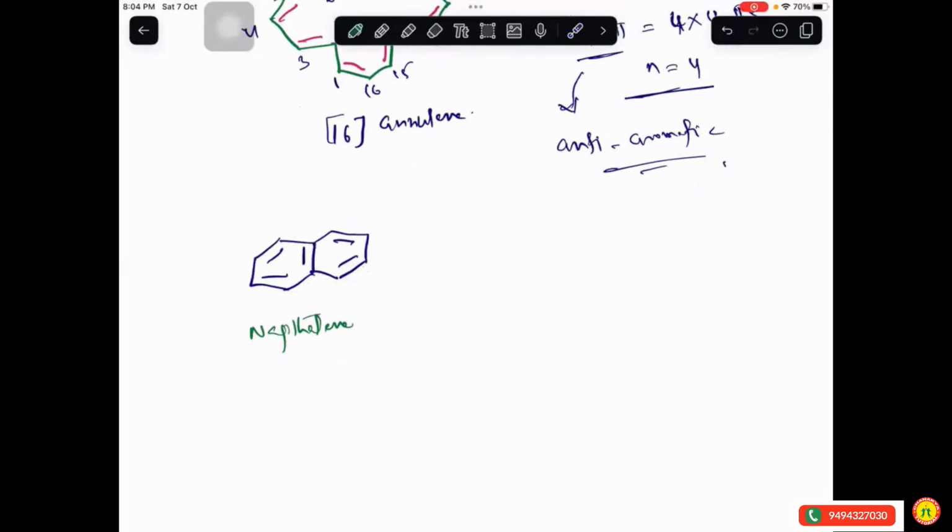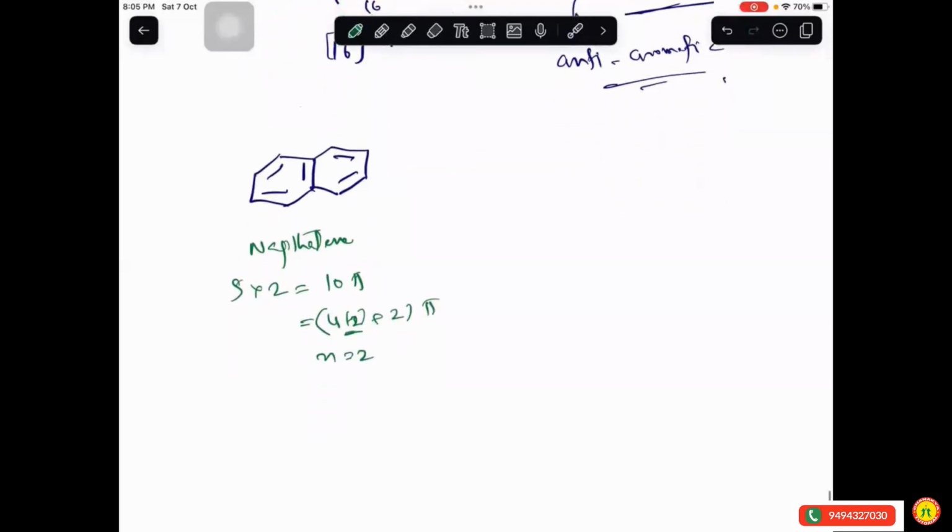So now, how many pi bonds are there? 1, 2, 3, 4, 5. So 5 into 2, 10 pi electrons. 10 pi electrons, how can I write it? 4 into 2 plus 2 pi electrons. So n is equal to 2 you are taking, right? n is equal to 2. Getting my point? Everybody is getting it?